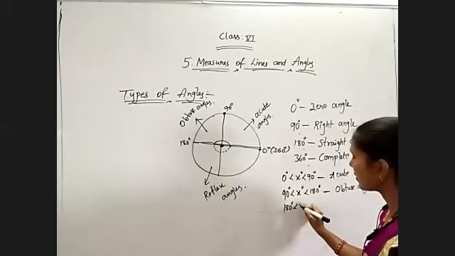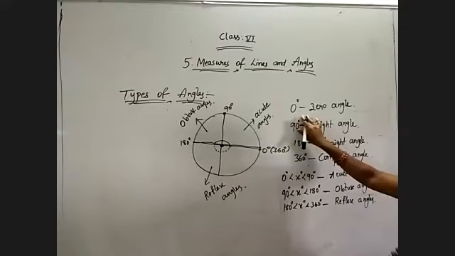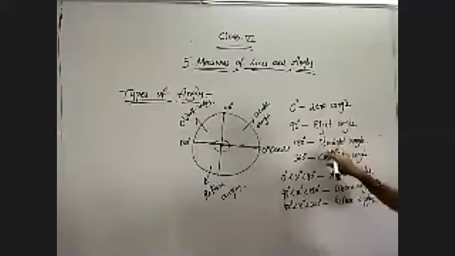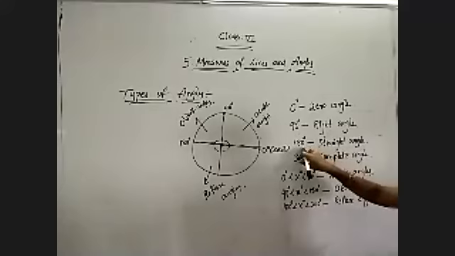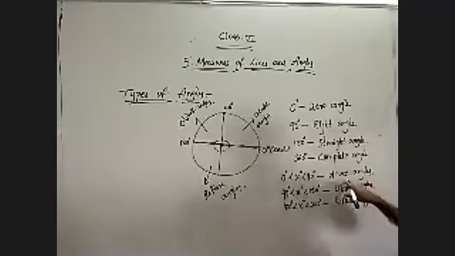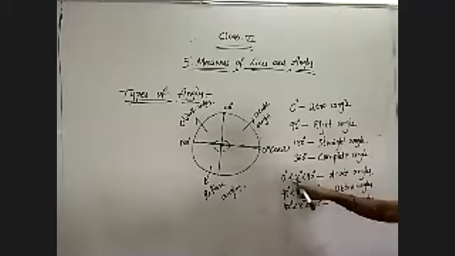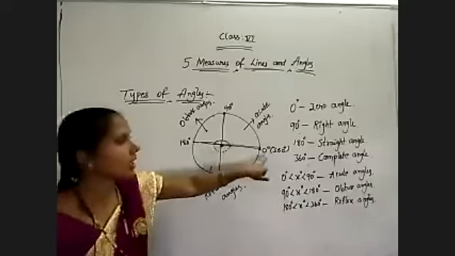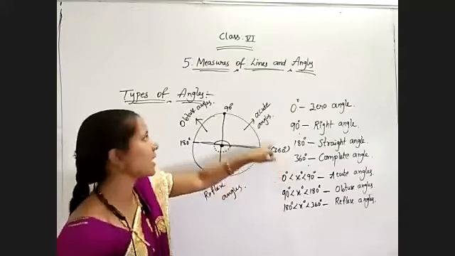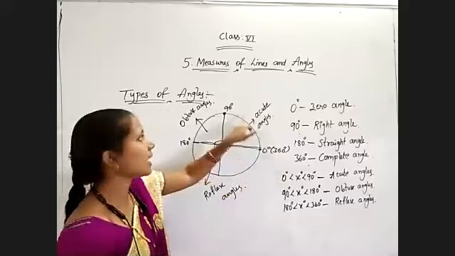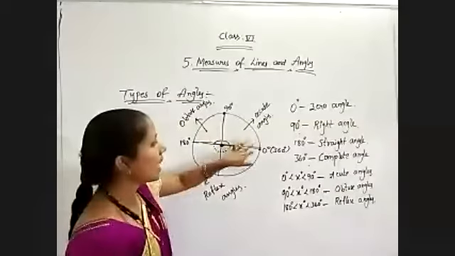And 360. That means 180 number is... So remember, 0 degrees means zero angle only. It has a particular name. 90 degrees means right angle. Otherwise, right angle means 90 degrees itself. Straight angle is 180 degrees. Complete angle is 360 degrees. Acute angle is any number of the angles mentioned. 0 degrees is zero angle. 360 degrees is complete angle. 90 degrees is right angle. 180 degrees is straight angle.